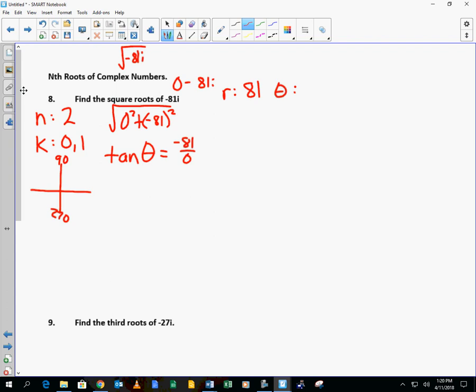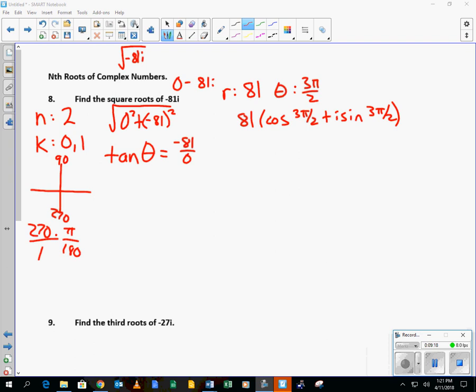Very good. So I need to convert it to radians. 270 in radians is 3 pi over 2. You guys are amazing. Way to go. So now we can write it in trigonometric form. In all of its beauty, cosine of 3 pi over 2 plus i sine of 3 pi over 2. Sweet. Okay, very good. Here we go.